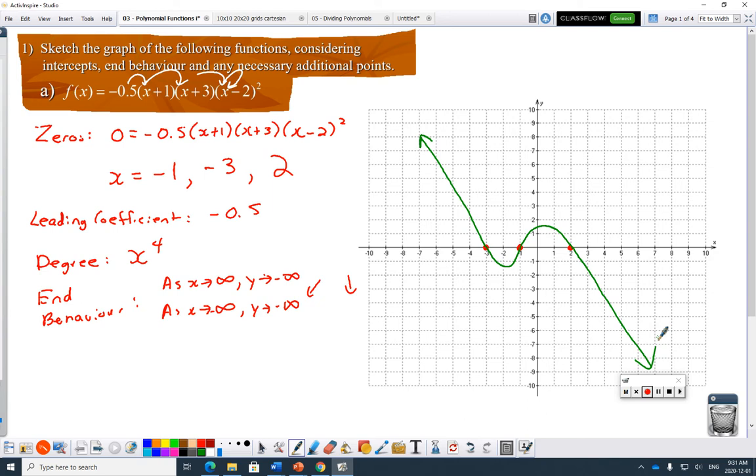Have to turn at the 2. Yeah? This is also a turning point. So let me just get rid of all that. And watch how nice this plays out when I get it right.